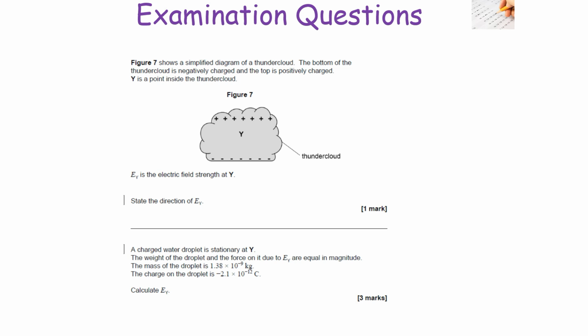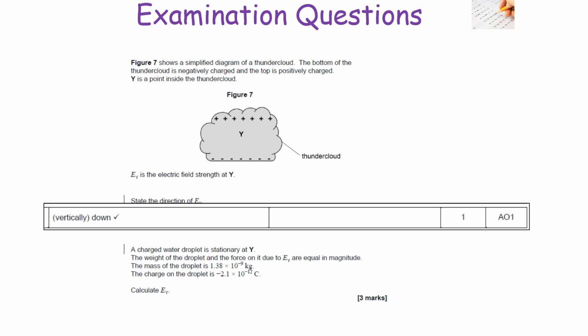Right, firstly, what's our direction of EY? Well, again, the electrical field will always point in a direction from positive to negative because it shows the direction a positive charge will move in. So therefore, it's going to be vertically downwards from the positive charge down to the negative charge at the bottom of the thundercloud, because once again, the direction of the field lines is the direction a positive charge would take.